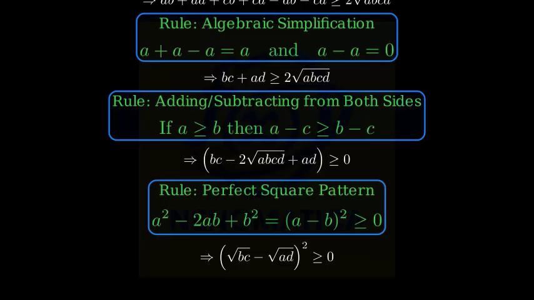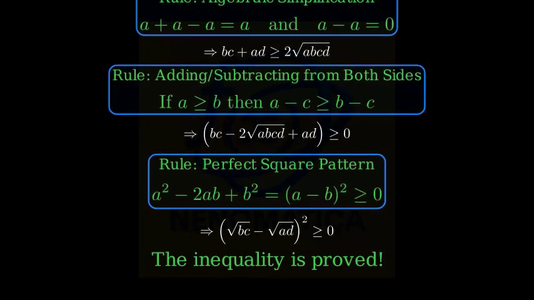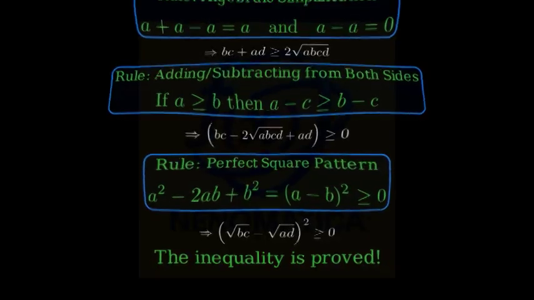Since a square is always greater than or equal to 0, our inequality is proved. Since the square of any real number is always non-negative, the inequality is proved. This means our original inequality is always true for any non-negative values of a, b, c, and d.